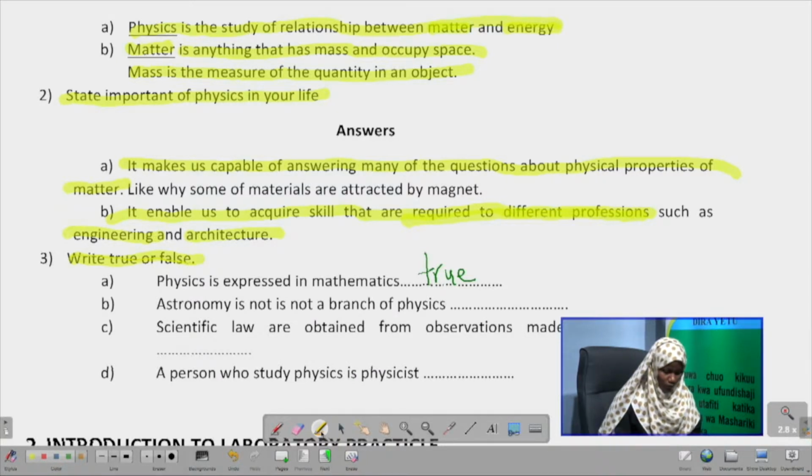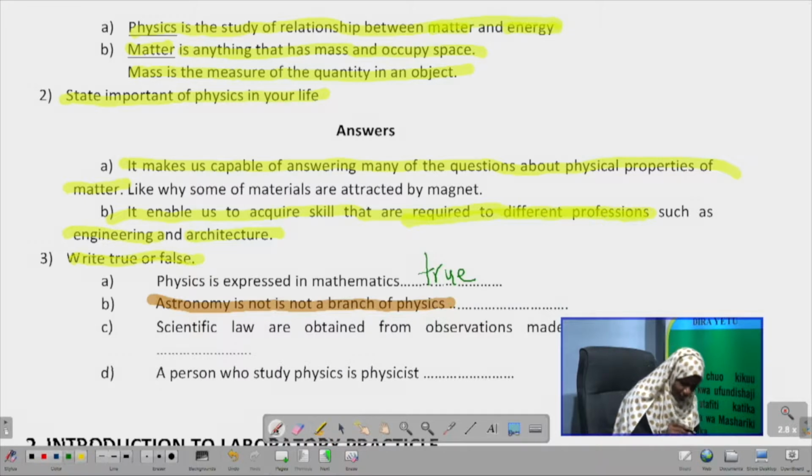So, in astronomy, we are talking about, let's say, stars. And what are stars? Stars are matter. And what is the study of matter? Physics. So, this statement that says astronomy is not a branch of physics is false, because astronomy is a branch of physics. So, we are going to write here, false.